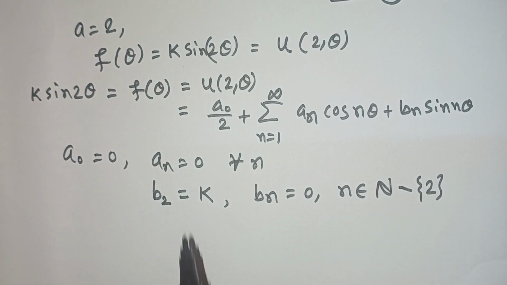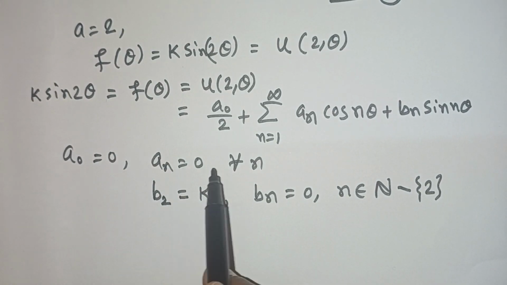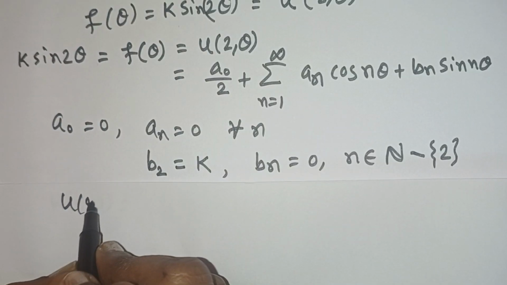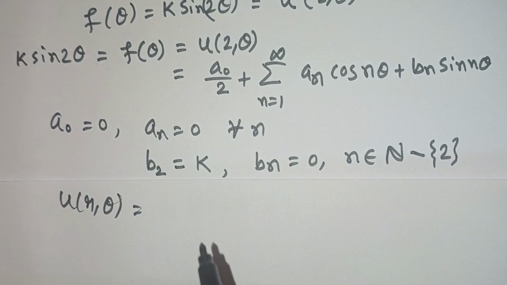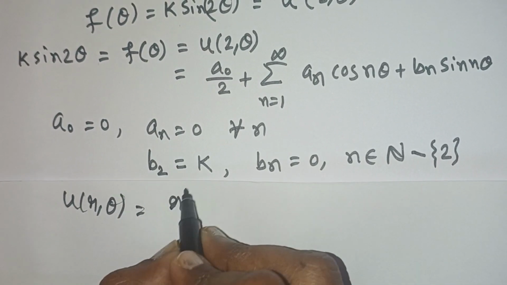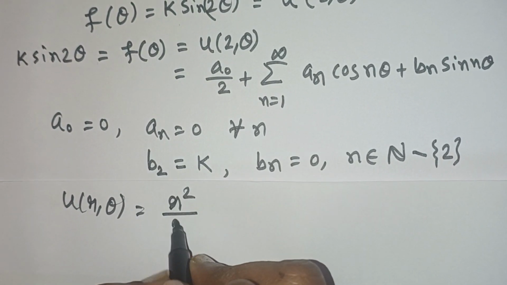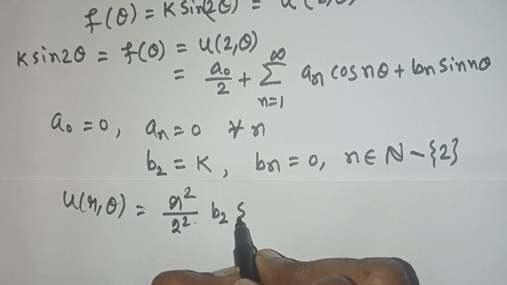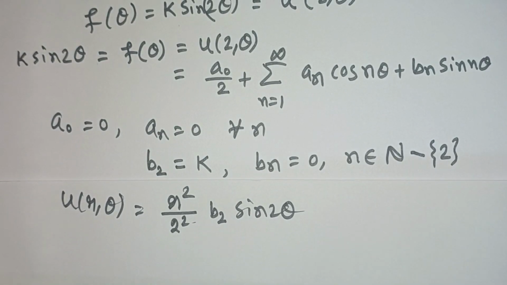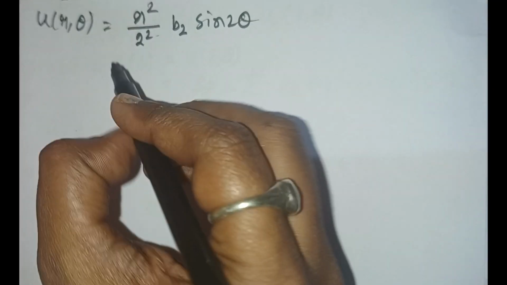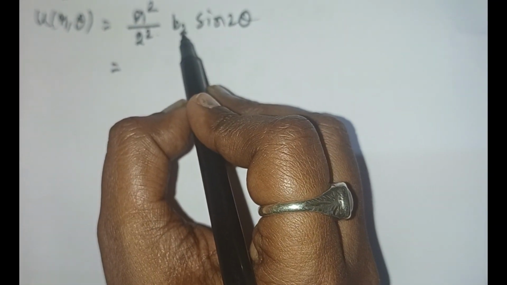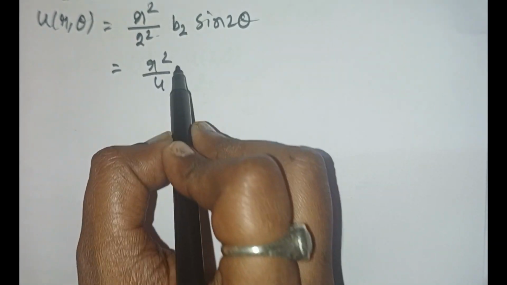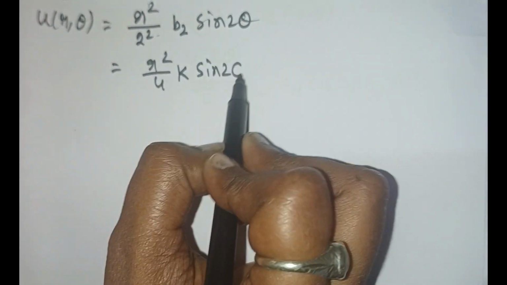If we put all these values in equation number 1, we can get the value of u(r, theta). In place of a we put 2, and then b2 sine 2 theta, because a0 is 0 and an is 0, and bn is 0 for n not equal to 2, and the value of b2 is k. So u(r, theta) equals r square by 4 times k sine 2 theta.